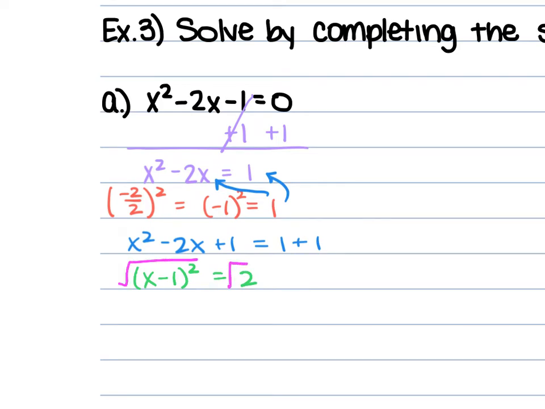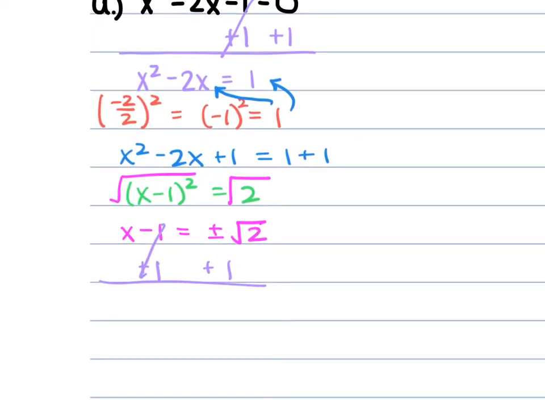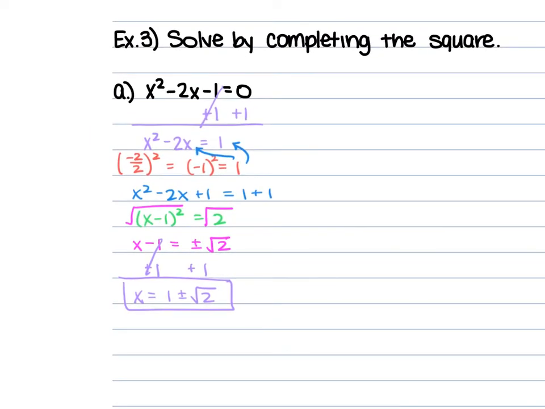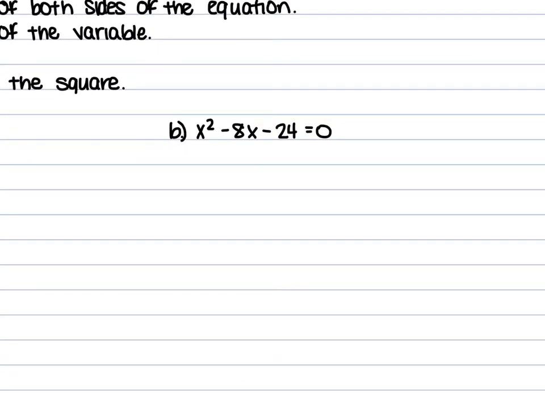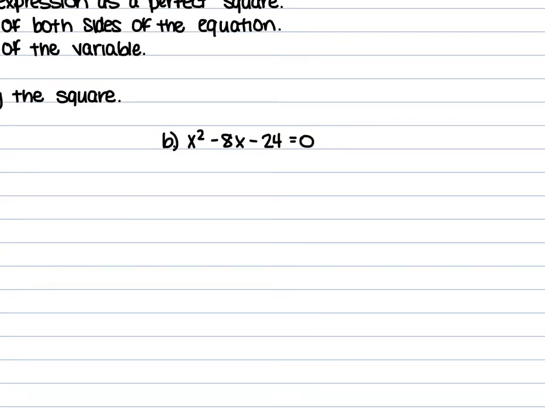We take the square root of both sides. We're going to have x minus 1 is equal to plus or minus the square root of 2. And then we add both sides with that 1. So x is equal to 1 plus or minus the square root of 2. For b, we have x squared minus 8x minus 24 is equal to 0. So we're going to start by adding the 24 to both sides. We have x squared minus 8x is equal to 24.